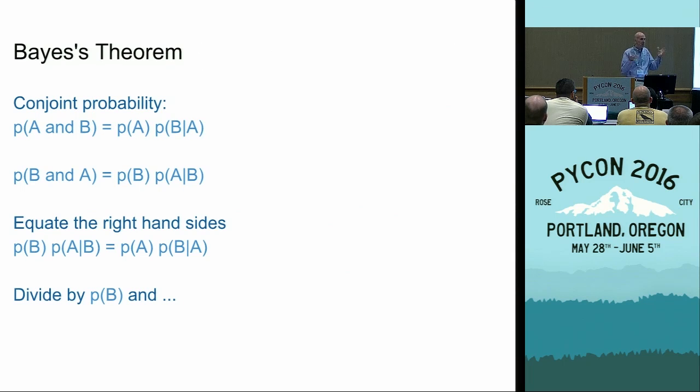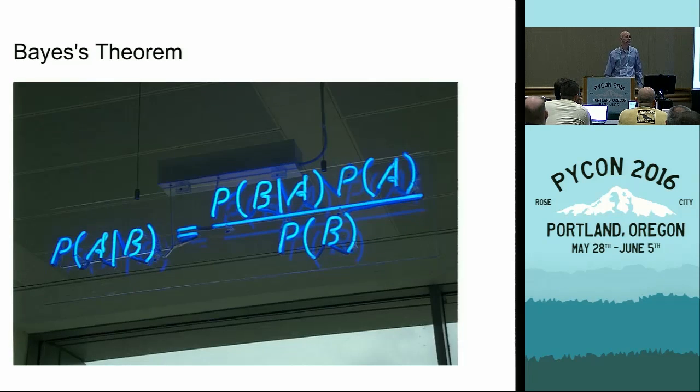And I claim that by symmetry, because A and B is the same thing as B and A, those two things must be equal. So if I take these two right-hand sides and set them equal to each other, and then divide through by the probability of B, I get Bayes' theorem, which someone has conveniently made into a neon sign.